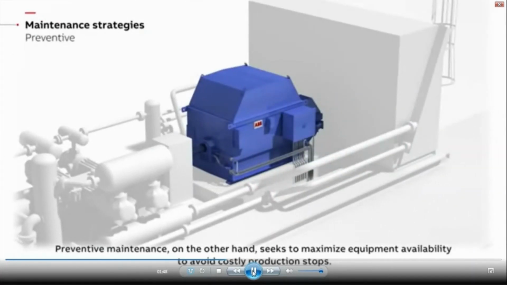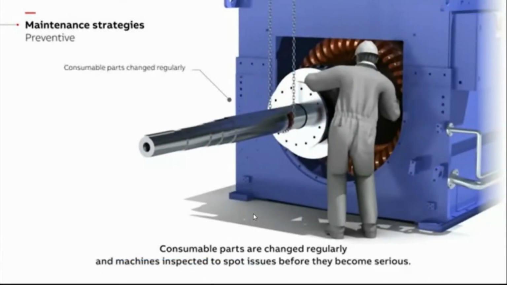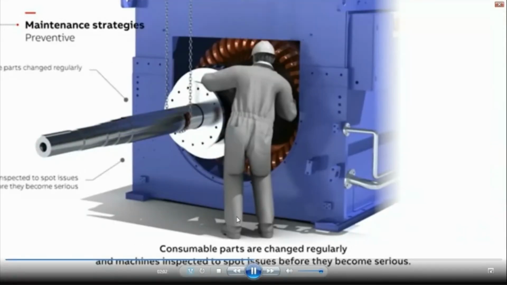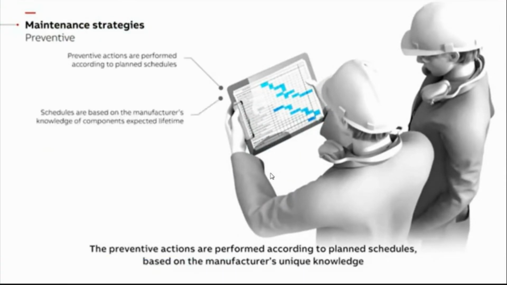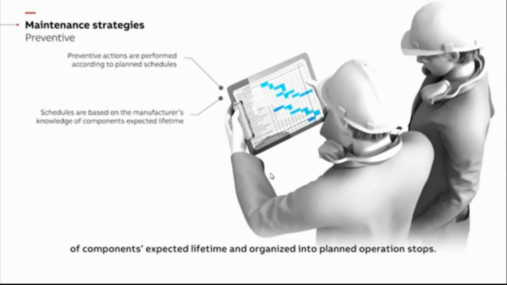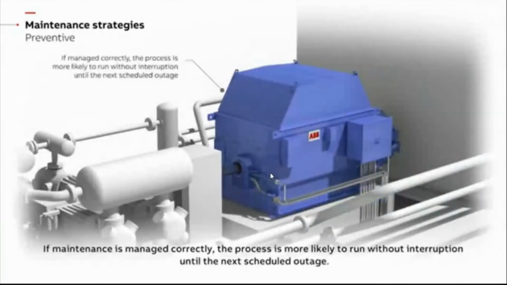Preventive maintenance, on the other hand, seeks to maximize equipment availability to avoid costly production stops. Consumable parts are changed regularly and machines inspected to spot issues before they become serious. The preventive actions are performed according to planned schedules, based on the manufacturer's unique knowledge of components' expected lifetime and organized into planned operation stops. If maintenance is managed correctly, the process is more likely to run without interruption until the next scheduled outage.